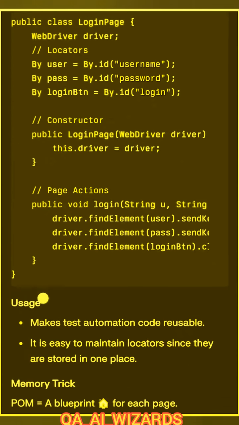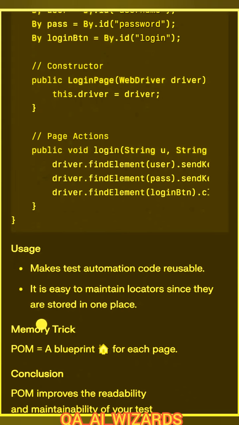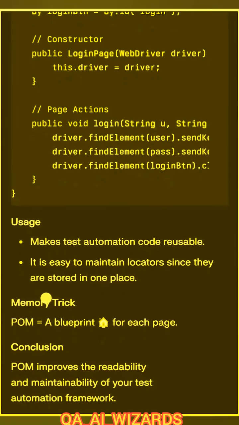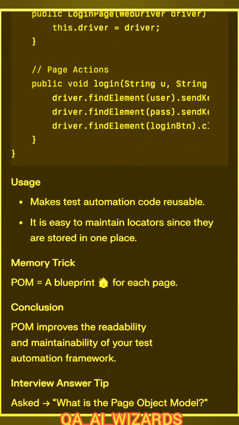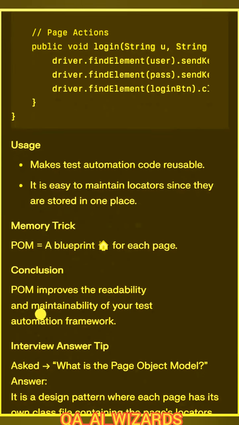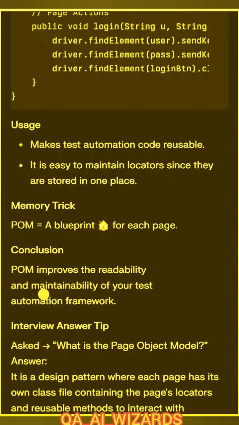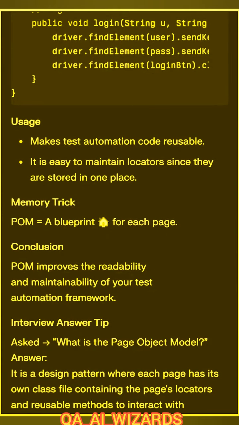As for usage, it makes the test automation code reusable, and it is easy to maintain locators since they are stored in one place. And a memory trick: POM is a blueprint for each page. Finally, I conclude that POM improves the readability and maintainability of your test automation framework.